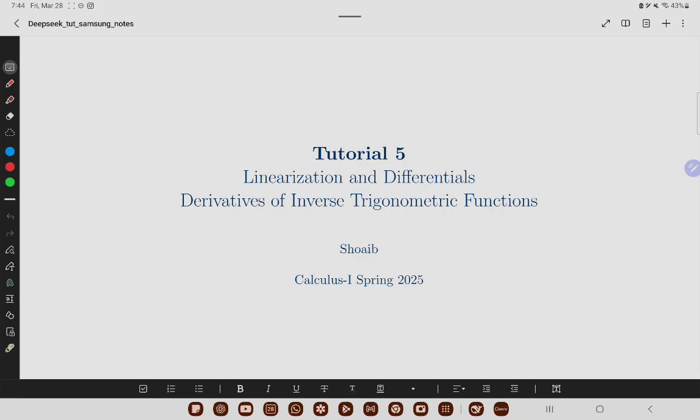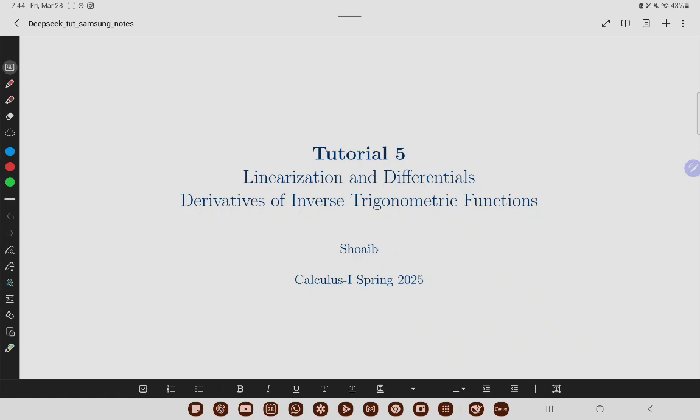In this tutorial we will be covering the topics of linearization of any function, or approximating any function at a particular point using a particular linear function, and differentials. Both are almost the same thing, but in a different way. There are different ways to write both things. And then we'll have the derivatives of inverse trigonometric functions.